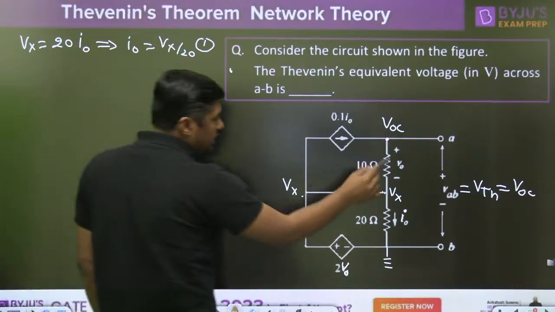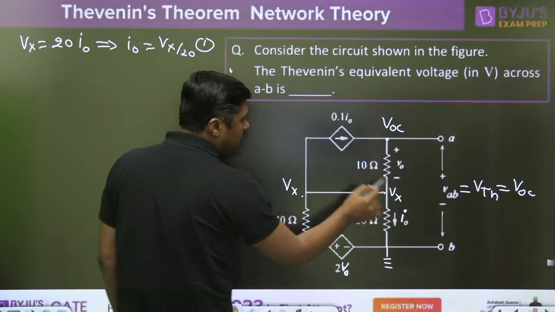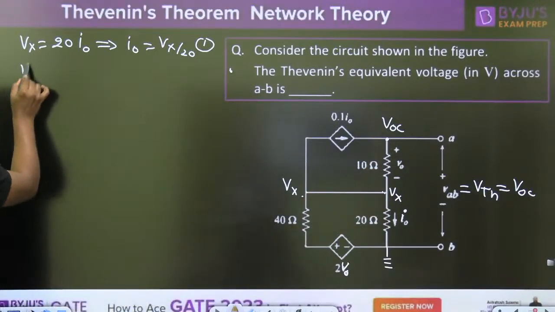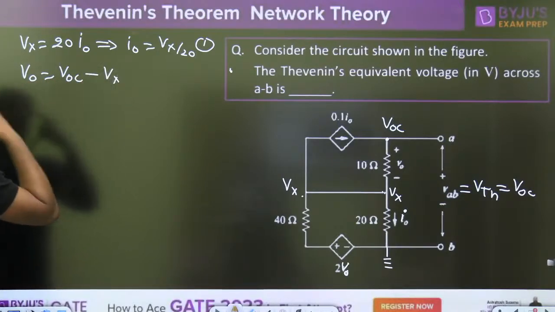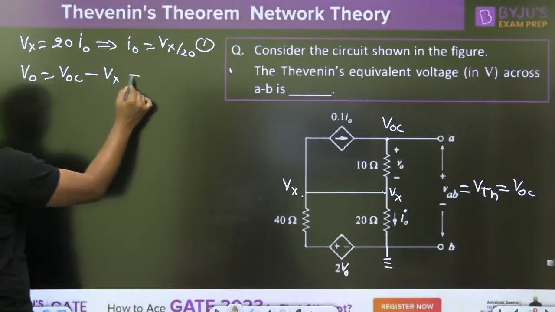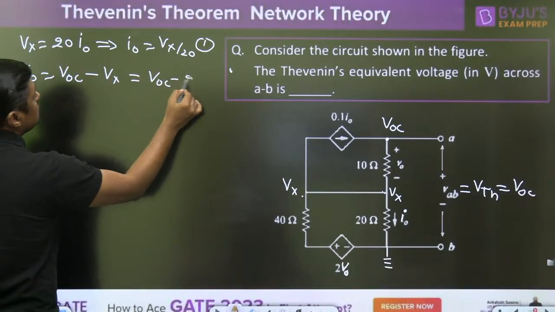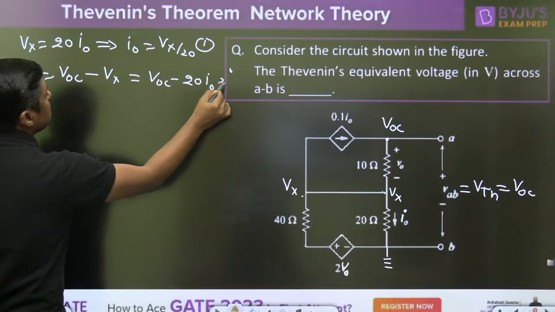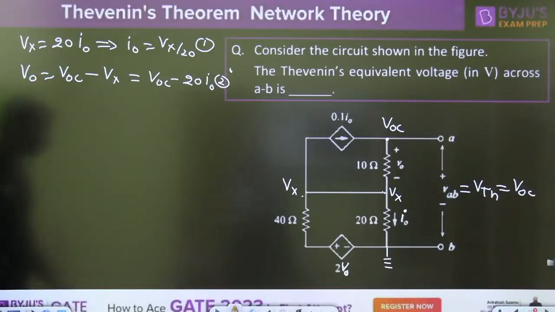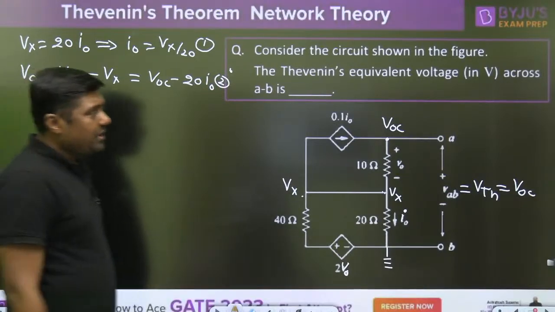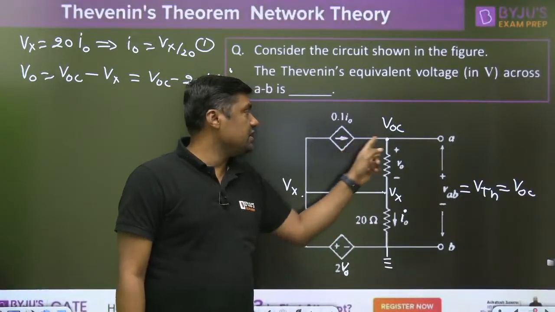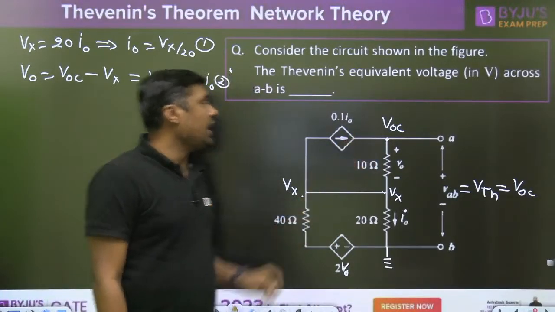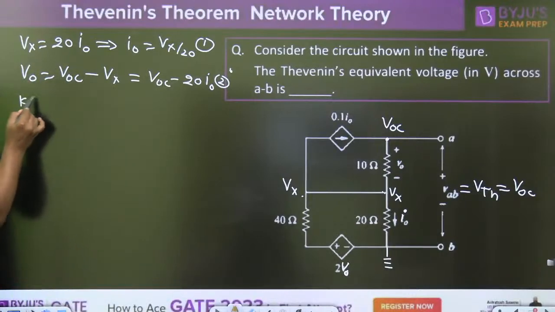Then what is the V naught here? V naught is nothing but VOC minus Vx. V naught is equal to open circuit voltage minus Vx. And what is Vx? Vx is equal to 20 I naught. Now that is the equation number 2. Okay. Then simply apply the KCL at this point. What is the incoming current at this point? 0.1 I naught. KCL at VOC.